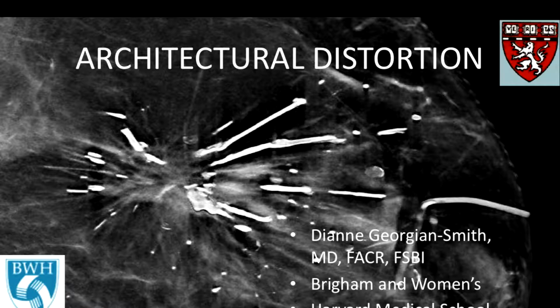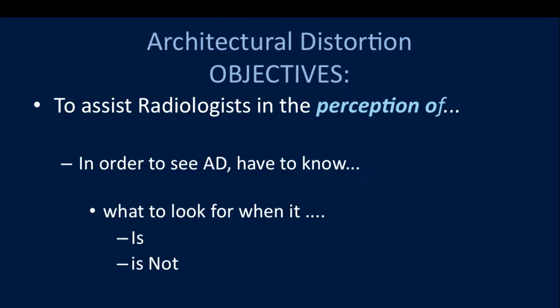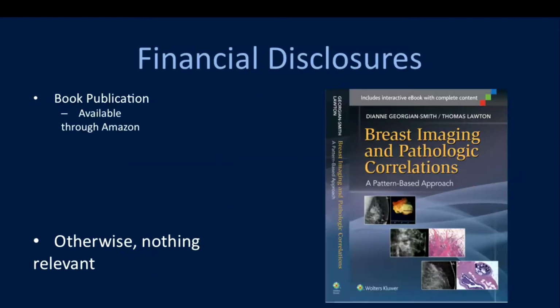So this picture came up just about 2 weeks ago, and I said, this is perfect. This is architectural distortion, and now I'm done. That's it. Okay, so my objective is to actually try to assist you with the perception of seeing architectural distortion. In order to see architectural distortion, you have to know what to look for, what objective criteria to look for, what it is when it is, and what it is when it's not.